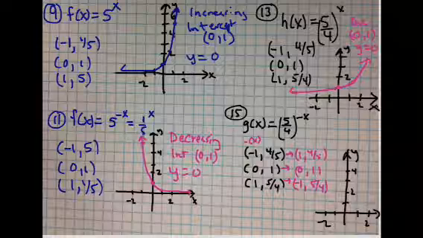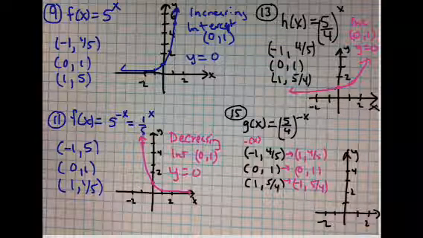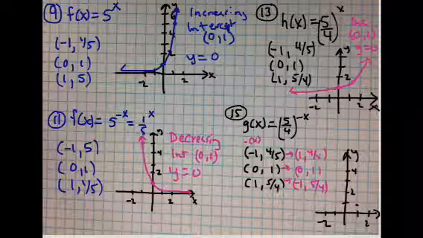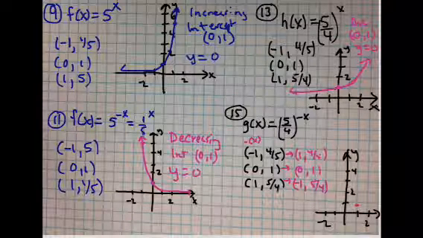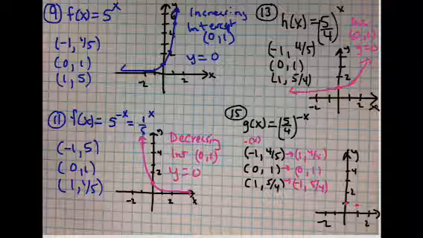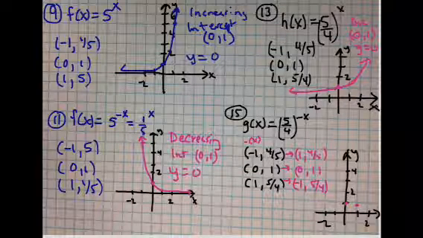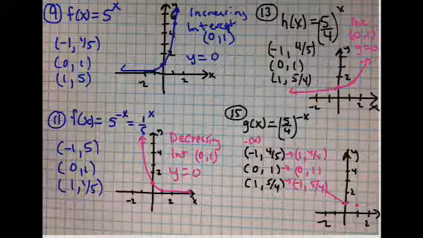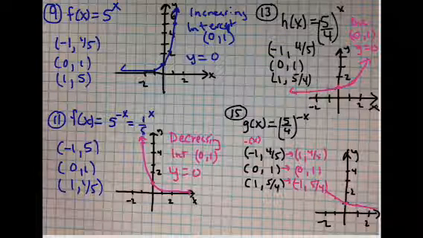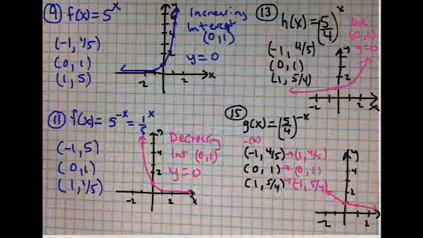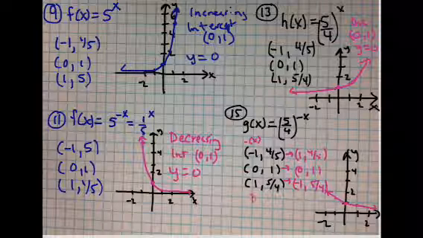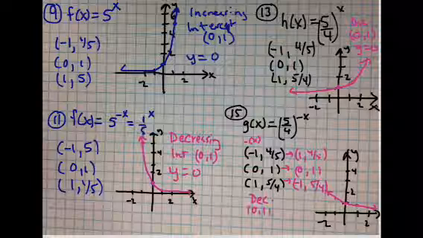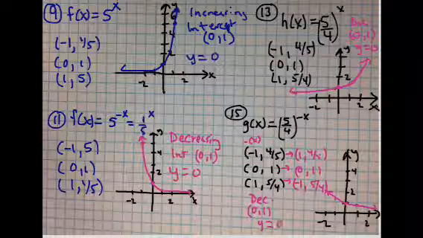So it's 1, 4/5, so it's 0.8. So about here. Let me change the color. About here. 0, 1, and then negative 1, 5/4, which is 1 and 1/4 about here. So it's coming in like this. So it's also steep, except it's decreasing. Okay, so this one's decreasing. The intercept is 0, 1, and the horizontal asymptote is y equals 0.